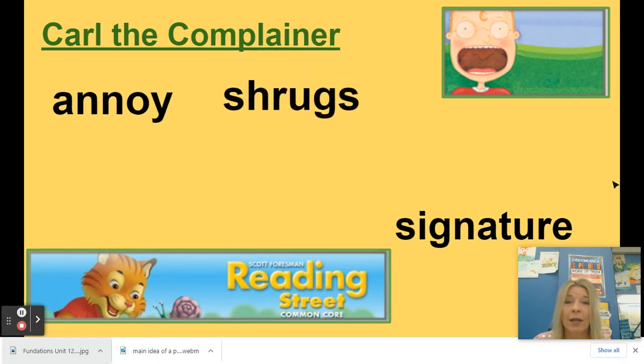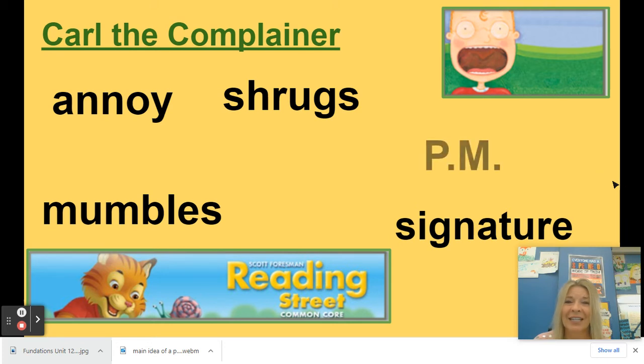We have the word shrugs. Can you say that word? Great. Make sure you add that S on there. It is a suffix. We have the word mumbles. Another word with an S. Can you say that word?